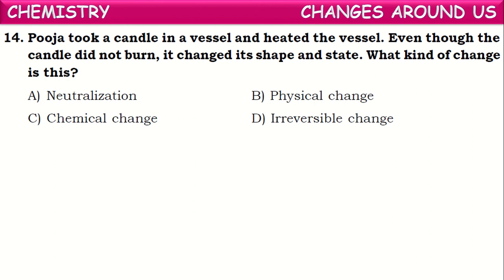Next, Pooja took a candle in a vessel and heated the vessel. Even though the candle did not burn, it changes its shape and state. What kind of change is this? You also might have observed when you take small pieces of candle in a vessel and heat it, without burning, the candle wax starts melting. It converts into liquid state. It might be initially in a certain shape, but it comes into liquid state after heating and melting. Here again if we cool it, it comes back into solid state, solid wax. So here only there is a change in its shape and state.